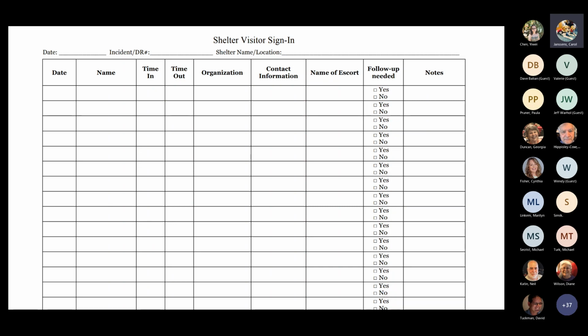So this is the shelter visitor sign-in. This is not for their friends that are visiting them, because as you know, if they have friends visiting, they usually aren't going into the dormitory area, unless there are facilities where the dormitory and the feeding area are separate, so people can visit their friends there. But usually, if they're a friend, they're not allowed in the dormitory area. This is for partners that may be coming in to help us.